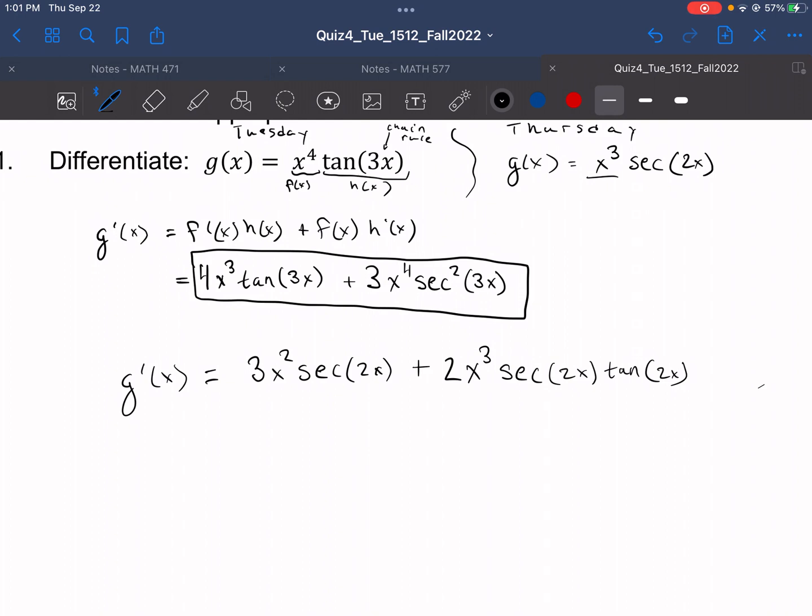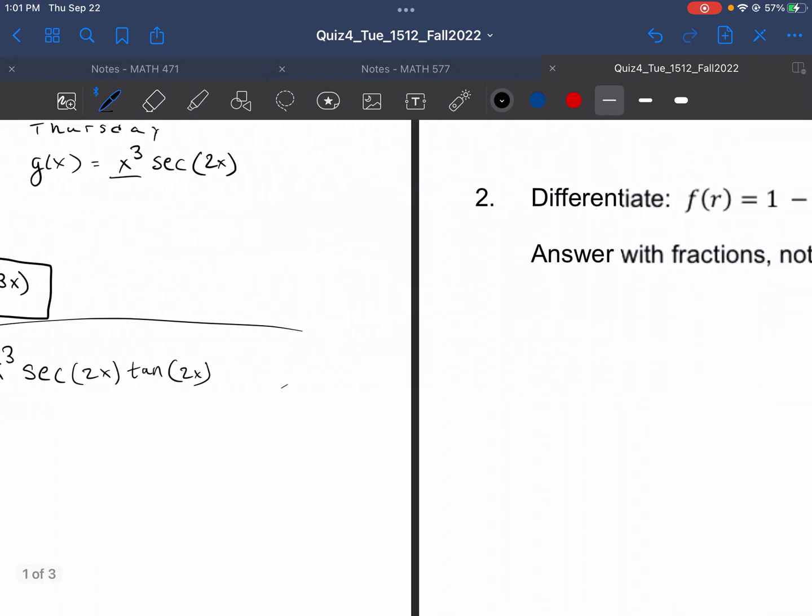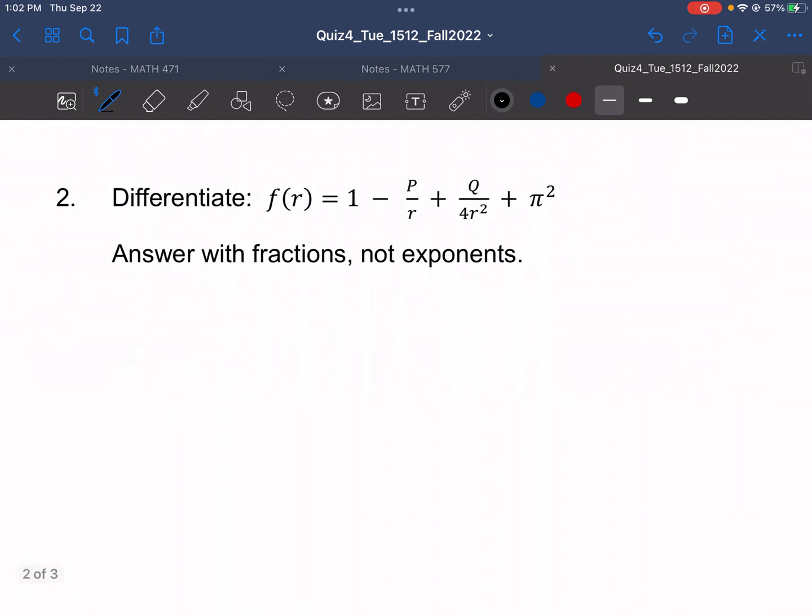So then for Thursday, we should get this g prime of x, which is 3x squared times secant of 2x plus 2x cubed times secant of 2x times tangent of 2x. This comes from applying the product rule, because we got the product of two functions, and the chain rule for the trig function.